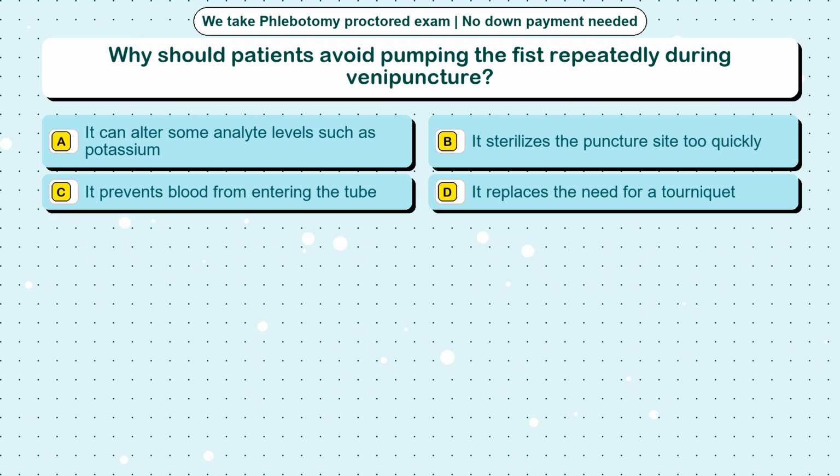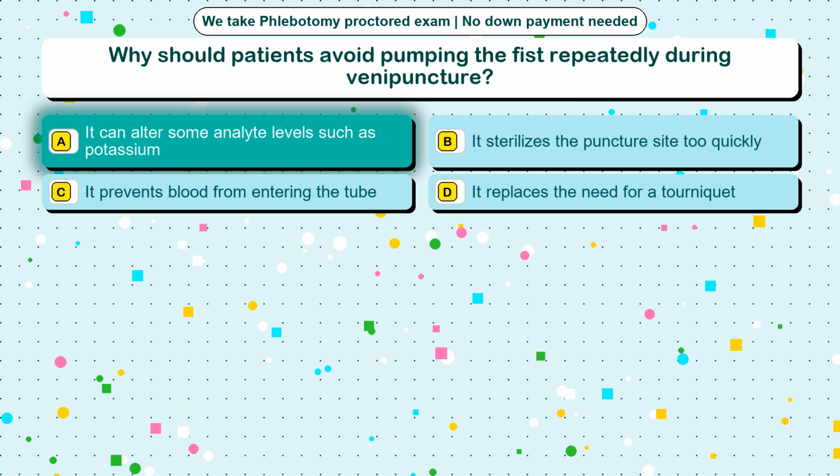Question 41. Why should patients avoid pumping the fist repeatedly during venipuncture? Option A. It can alter some analyte levels such as potassium. Option B. It sterilizes the puncture site too quickly. Option C. It prevents blood from entering the tube. Option D. It replaces the need for a tourniquet.